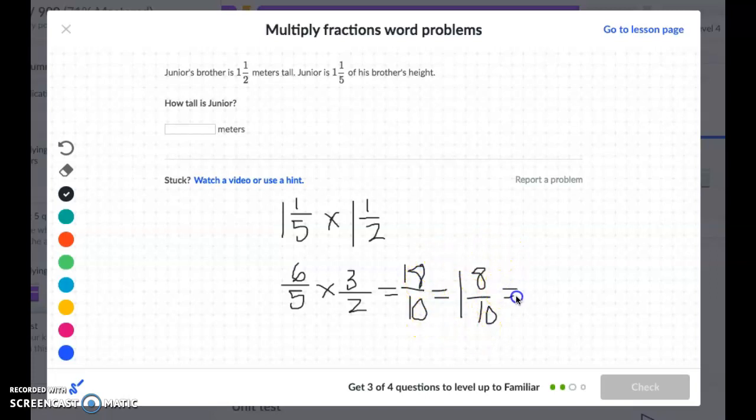And then I can actually continue simplifying. My 1 stays the same, but I can divide 8 divided by 2 is 4, and 10 divided by 2 is 5. So 1 4/5.